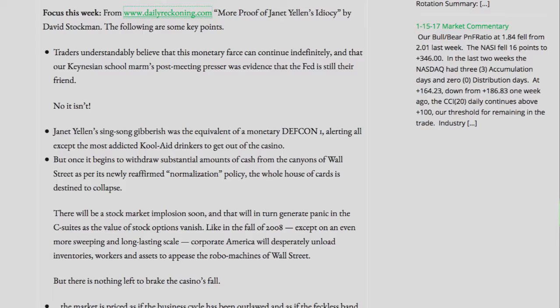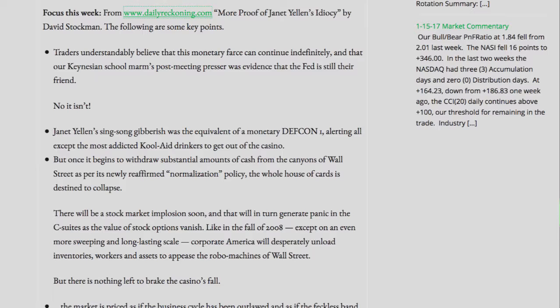But once it begins to withdraw substantial amounts of cash from the canyons of Wall Street, as per its newly reaffirmed, quote, normalization, end quote, policy, the whole house of cards is destined to collapse. There will be a stock market implosion soon, and that will in turn generate panic in the C-suites as the value of stock options vanish.